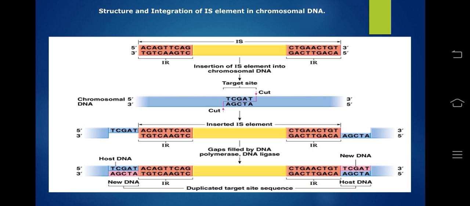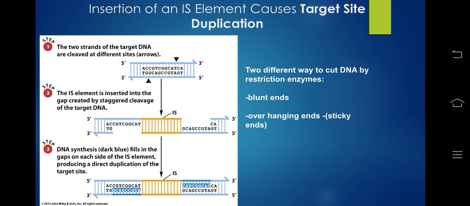Then structure and integration of an IS element in chromosomal DNA. Insertion of an IS element into chromosomal DNA. Target site chromosomal DNA. Inserted IS element. Gaps filled by DNA polymerase and ligase. Duplicated target site sequence. Insertion of an IS element causes target site duplication.